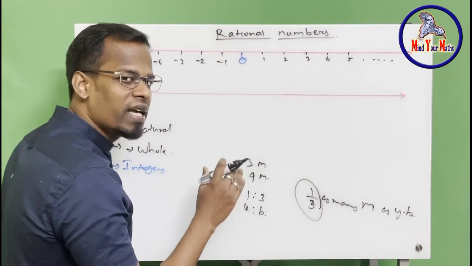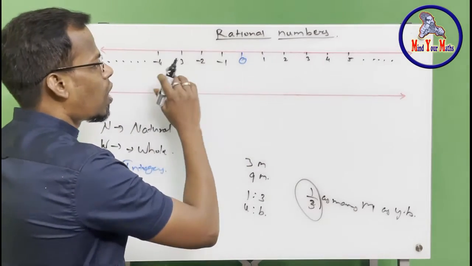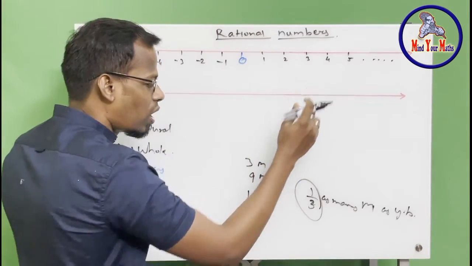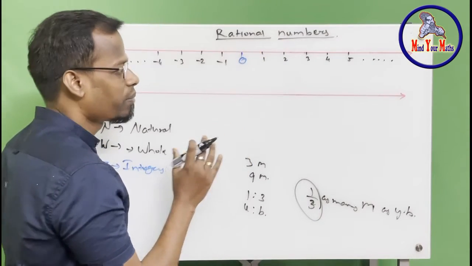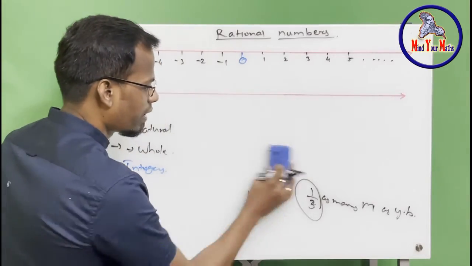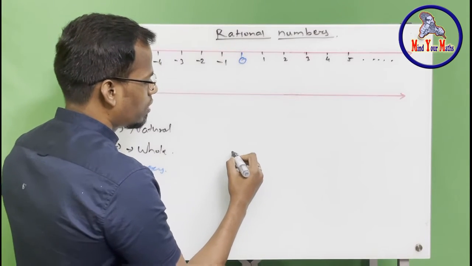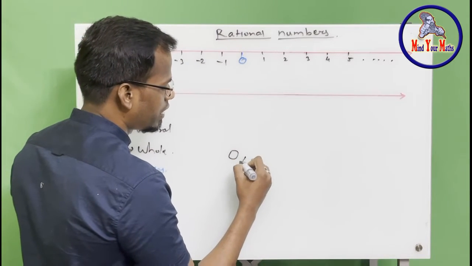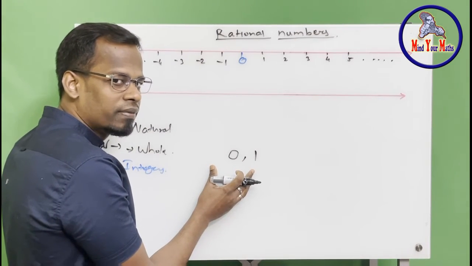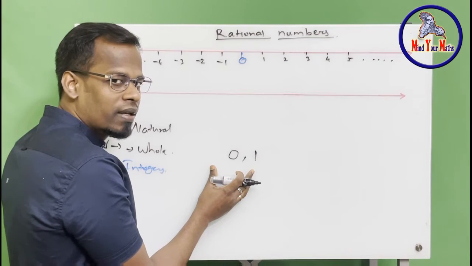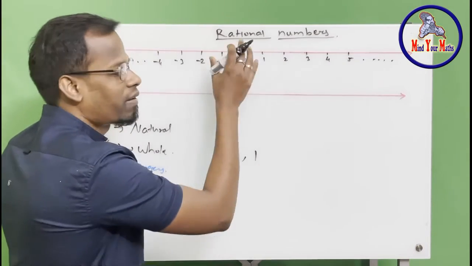Now, what do the rational numbers include? The rational numbers include all these integers, and also the fractions. What it means is that, let me erase this one. We want to know if there are any numbers between 0 and 1. Can you tell me if there are any numbers between 0 and 1? No? But I would say there are. That is what we represent using the rational numbers.